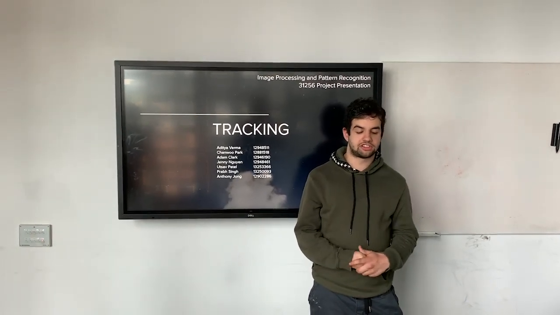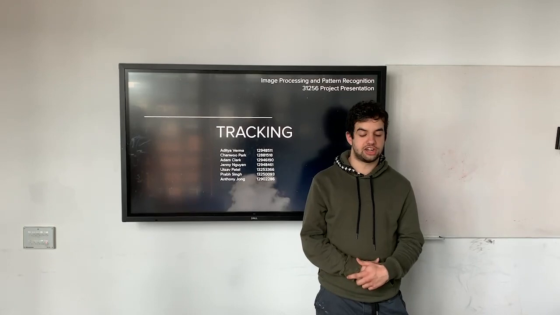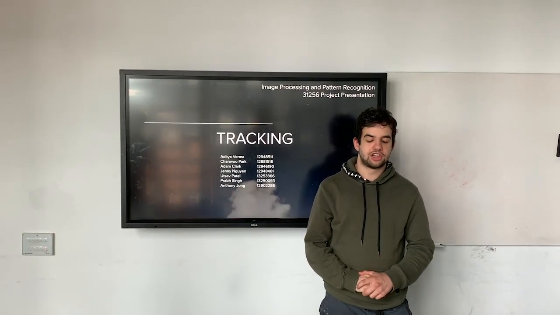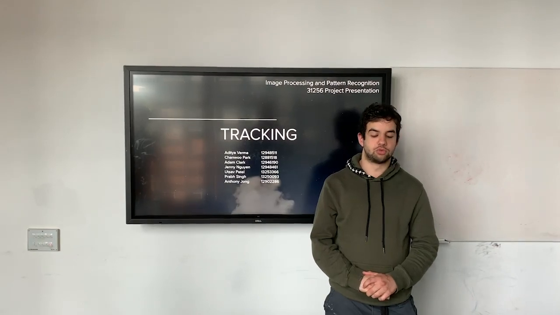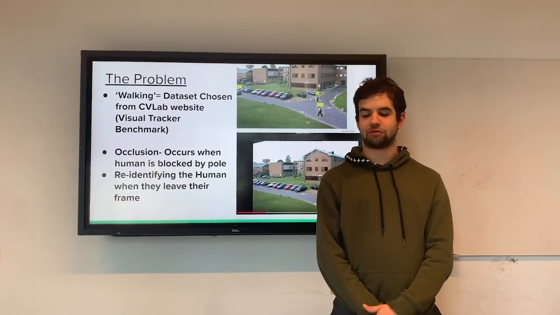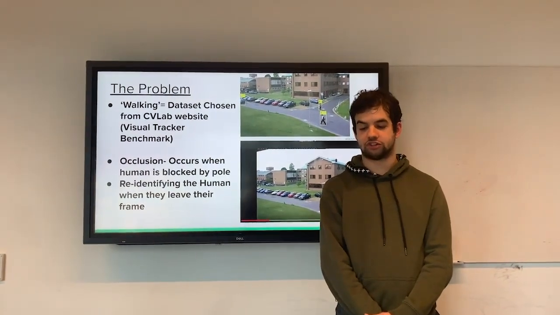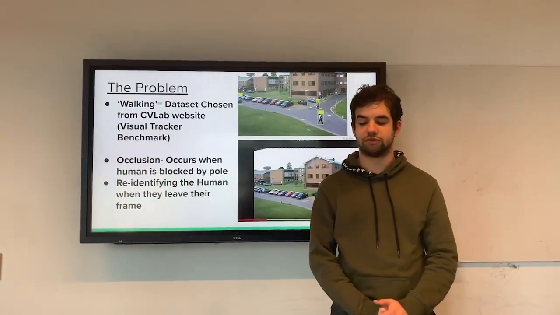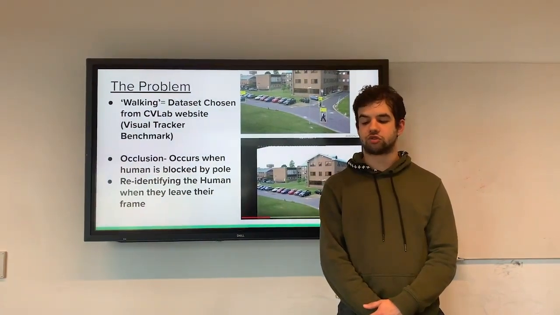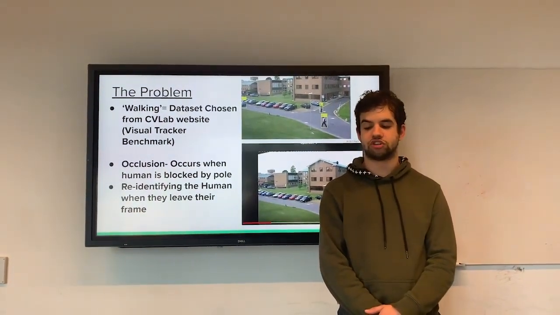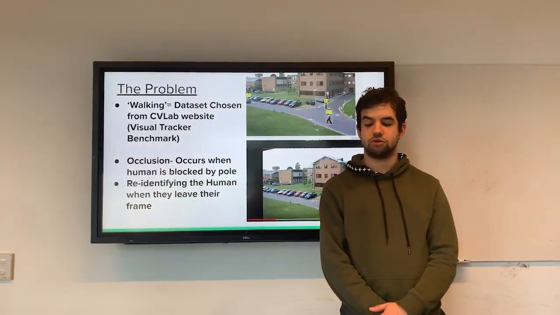I'm Adam and today our team featuring Aditya, Prab, Jenny, Utsav, Anthony and Chan Wu will present our algorithm developed to successfully track a human's walking movements. Video tracking is the problem identified, which refers to following moving targets automatically over a sequence of frames. The dataset walking from the Visual Tracker benchmark on the CV Lab website was chosen as the dataset used to produce an algorithm to detect human moving objects.